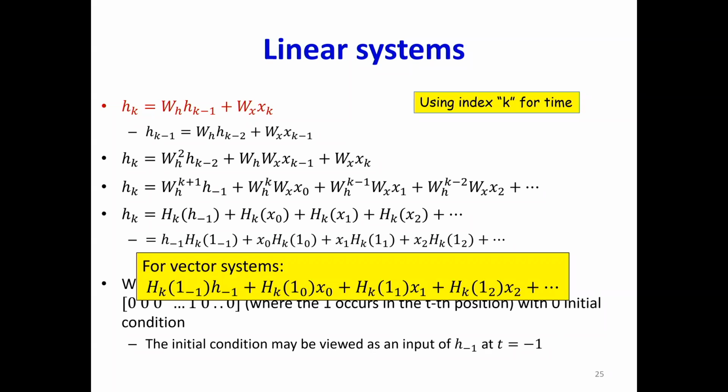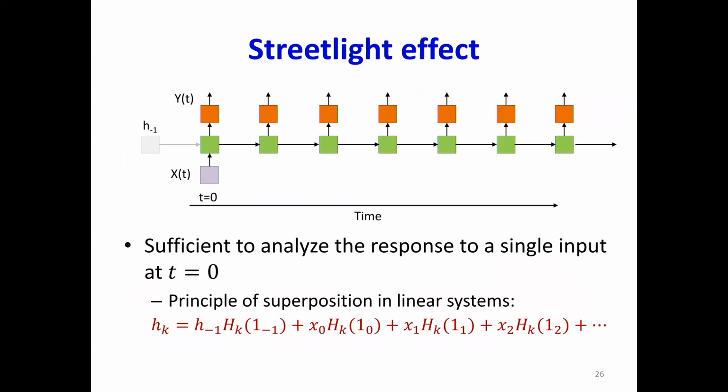I can write the same thing in vector format. Now, this is scalar. In vector format, you're going to have the same thing, except that the 1 is going to be maybe a vector of 1s, and hk of 1 is going to be a matrix, right? So to analyze the response to a single input at time 0, but here's the thing. The response at time k is your initial response, which we will ignore, plus x0 times the response to a unit input at time 1, plus x1 times the response to a unit input at time 2, plus x2 times the response to a unit input at time 3, and so on.